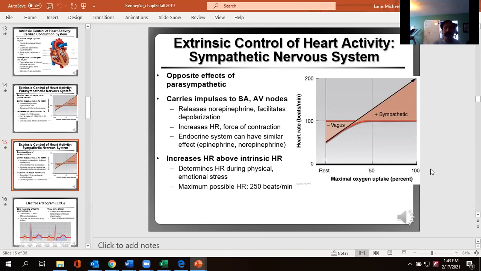Because like anything else, the bigger your heart is, the more time it takes for it to refill and depolarize before it can contract, even when going maximally. And so that's why something like a blue whale probably has a maximal heart rate of, I wouldn't even imagine, 100 beats per minute, simply because it's got so much tissue and so much blood it has to pump per beat to go around its body.